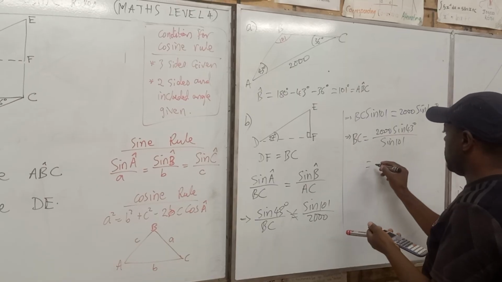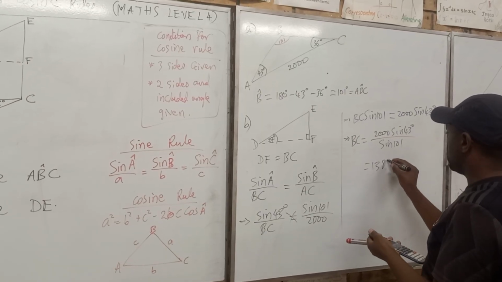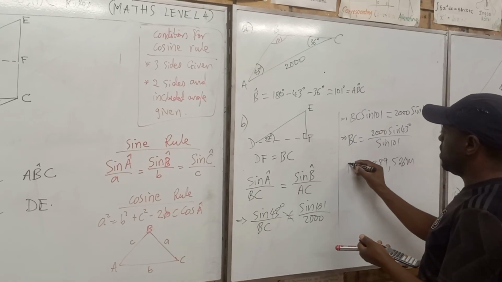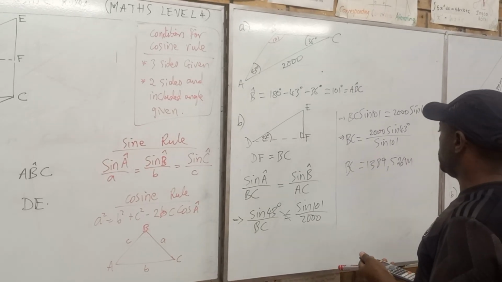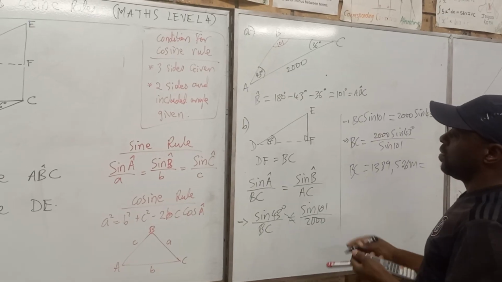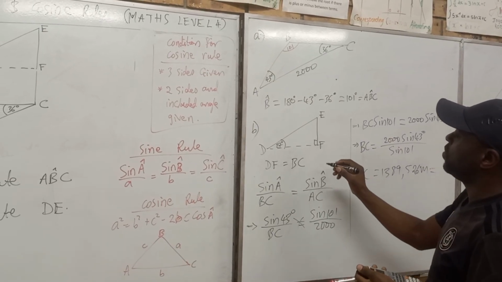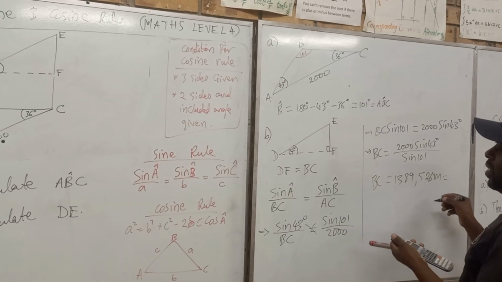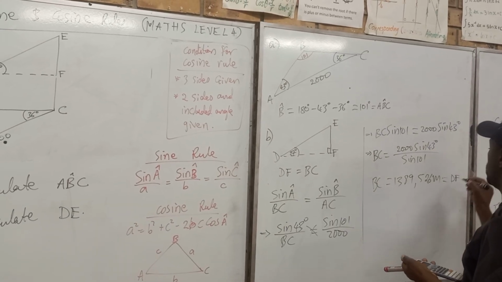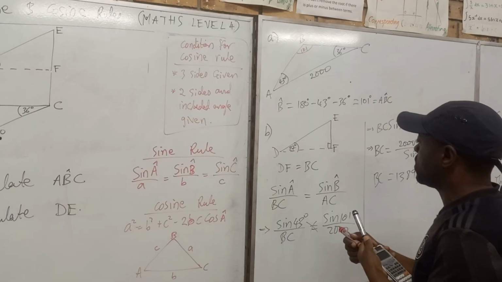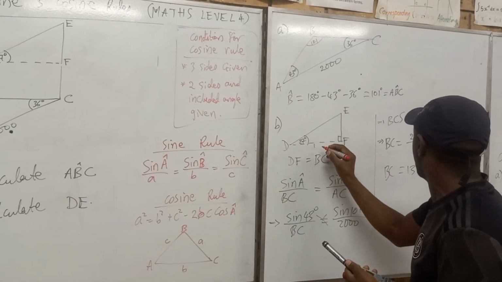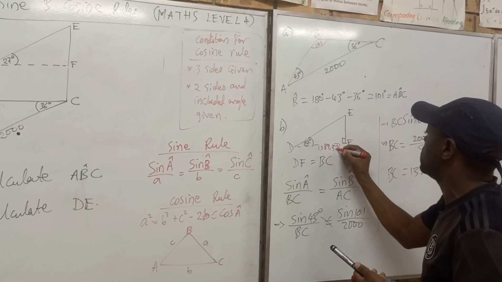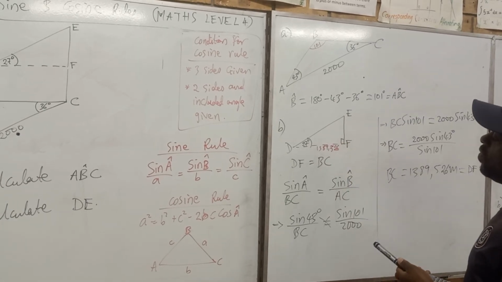My BC will be 1389,526 meters. So BC is obviously going to be now equal to DF in my triangle there. So my BC is equal to DF. So if I now come to this triangle, I know that I've got this side as 1389,526. That is what will permit me to look for DF.